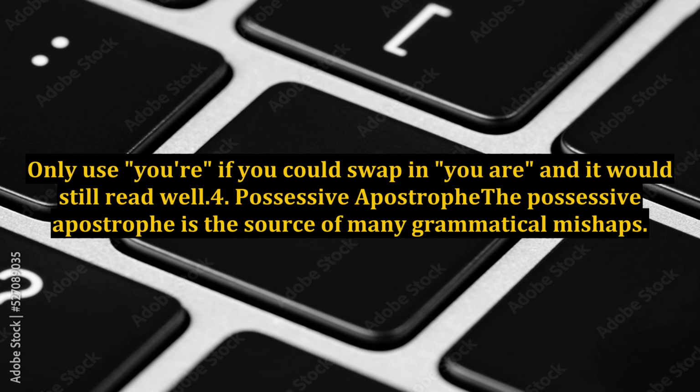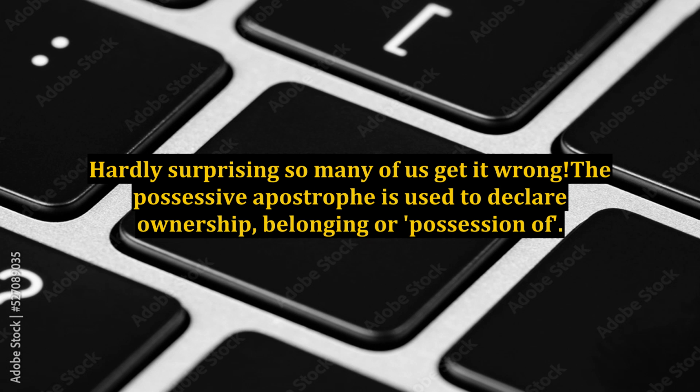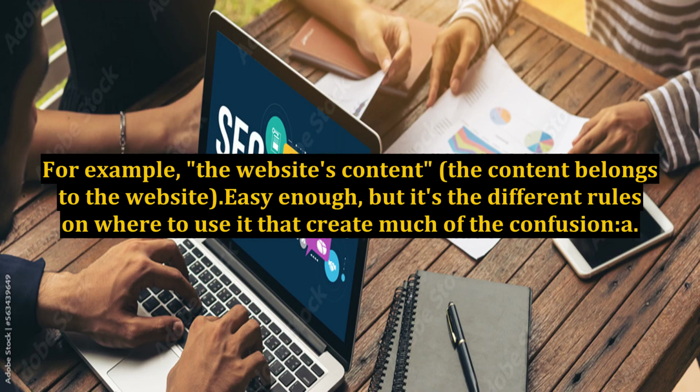Point 4. Possessive apostrophe. The possessive apostrophe is the source of many grammatical mishaps. It's often not used where it should be, used in the wrong place, or used where it shouldn't be. Hardly surprising so many of us get it wrong. The possessive apostrophe is used to declare ownership, belonging, or possession of. For example, the website's content. The content belongs to the website.